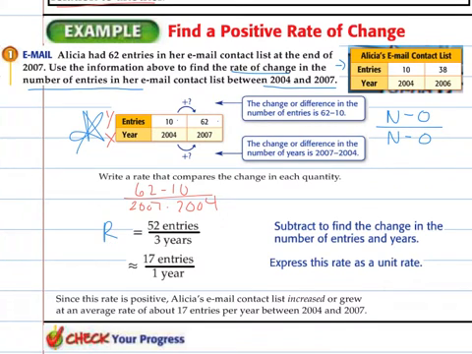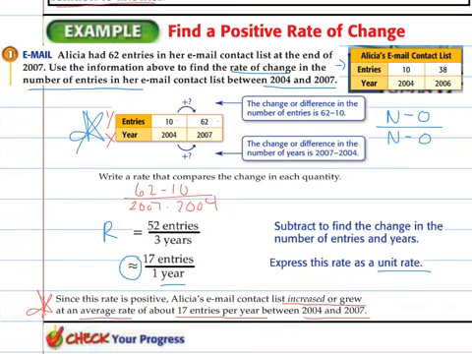That's the rate. I really want to change it to a unit rate to find out how much it changed per 1 year. And so I get, when I plug that into the calculator, 17.33 repeating. So it's approximately 17 entries per year. So what this means is, and it's very important to record what you have and understand it, since the rate is positive, Alicia's email contact list increased or grew at an average rate of about 17 entries per year between the years of 2004 and 2007.